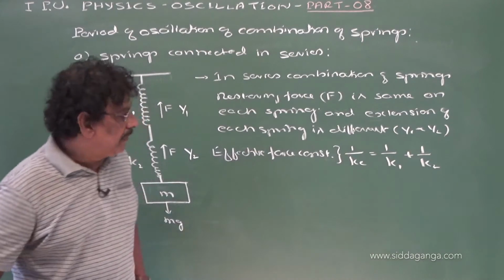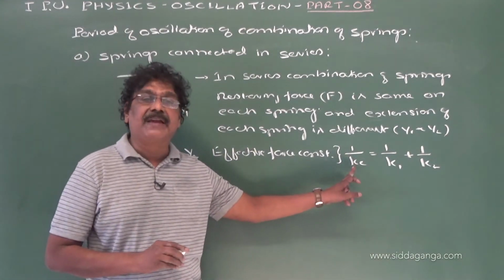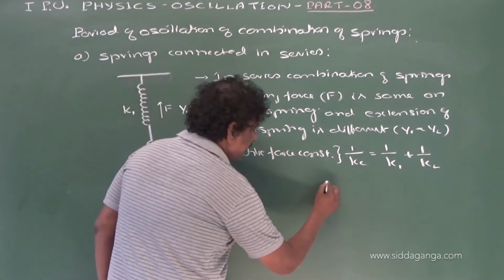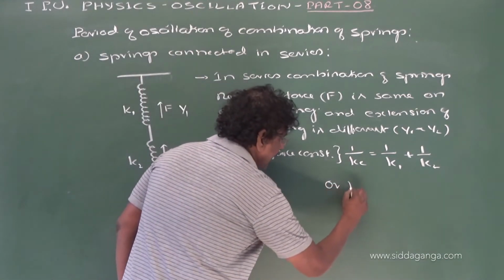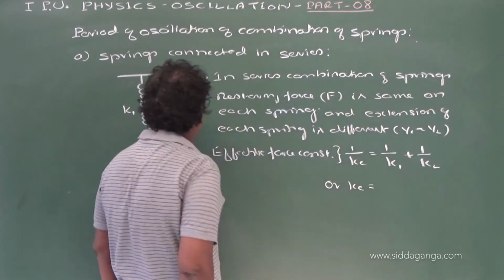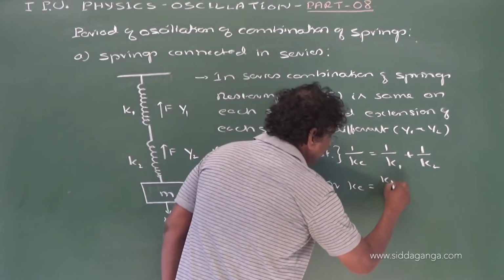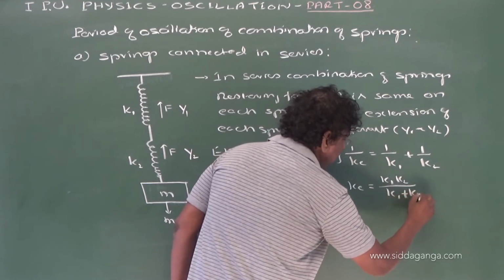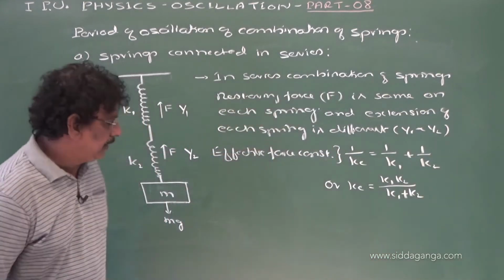Remember that Ke is the effective value of force constant. Ke is equal to, taking the LCM and reciprocal, K1 K2 by K1 plus K2.